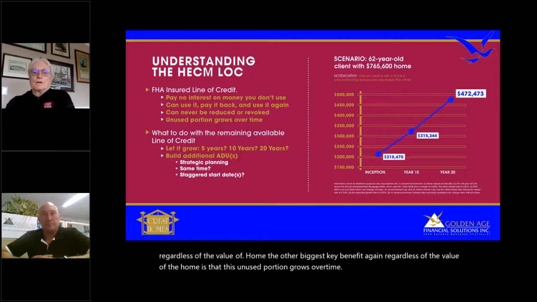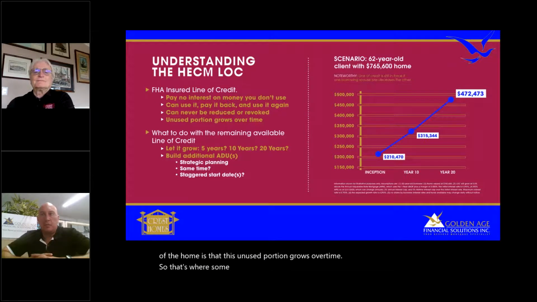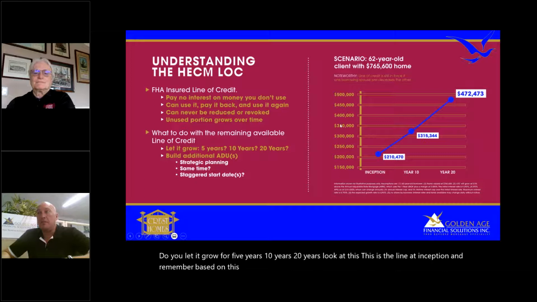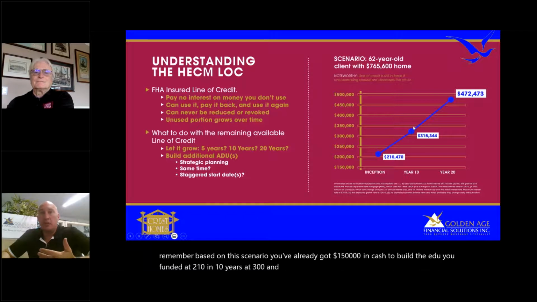Wow. So what would someone do with the remaining line of credit? So that's where some more planning and strategy comes in. Do you let it grow for 5 years, 10 years, 20 years? Look at what the line is at inception. And remember, based on this scenario, you've already got $150,000 in cash to build the ADU. You fund it at 210. In 10 years, it's 315,000. And in 20 years, it's nearly $500,000.